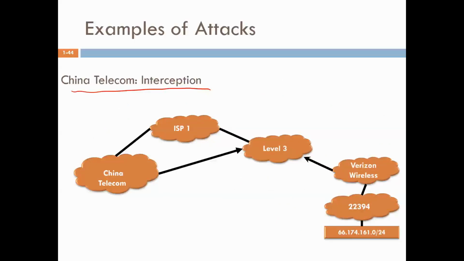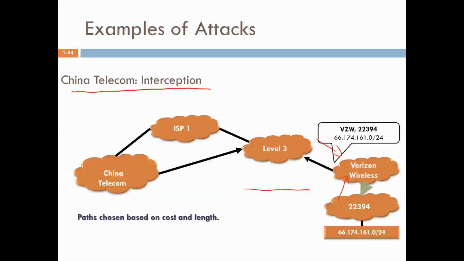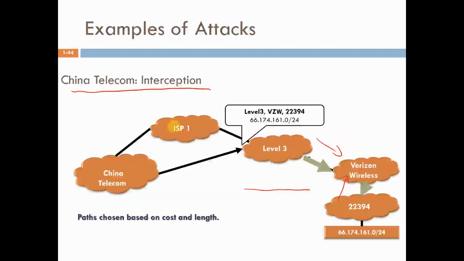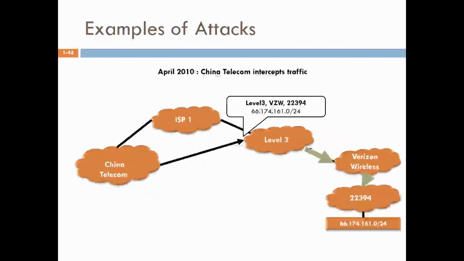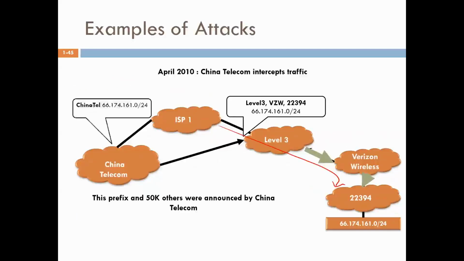Okay. The other example was actually not of a fault, but it was a suspicious interception of traffic by the Chinese telecom. There was an autonomous system in the US that is connected to the ISP known as Verizon Wireless, and the traffic basically should flow through Verizon Wireless, and there is another autonomous system called Level 3. So the announcement is made here to Verizon Wireless, which forwards it to Level 3. And now, if ISP1 has traffic that is going to 22394, it will send this traffic through this path. Okay. What China Telecom did is that it also announced the same ISP.